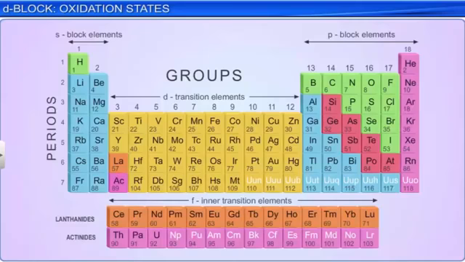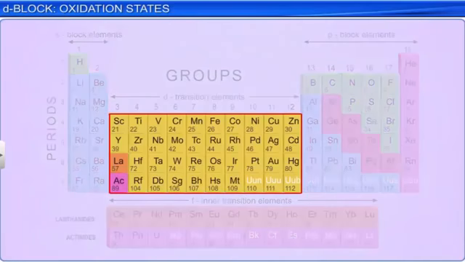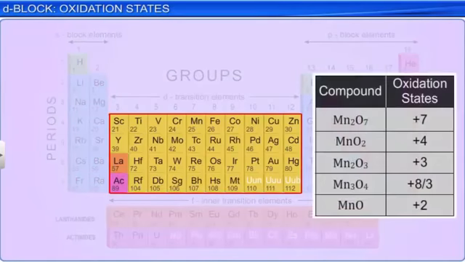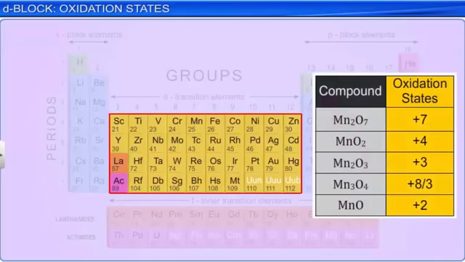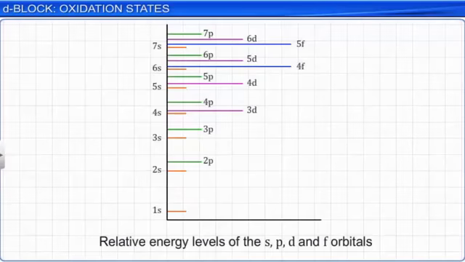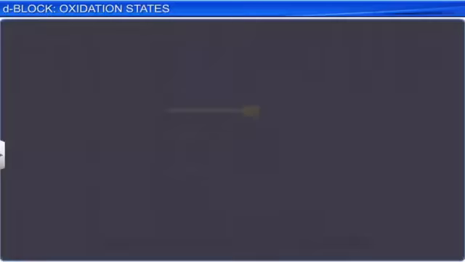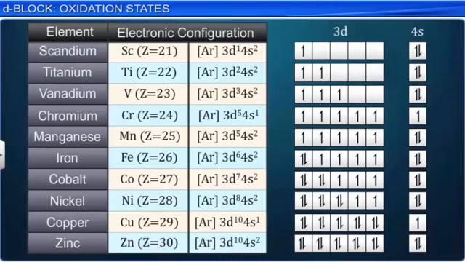One of the most striking features of the transition elements is their ability to exhibit several oxidation states in their compounds. This unique ability is due to the small difference in energy between the ns and n-1 d orbitals. Because of this, in addition to ns electrons, n-1 d electrons also participate in bonding.